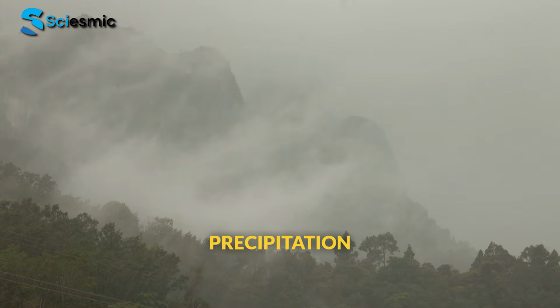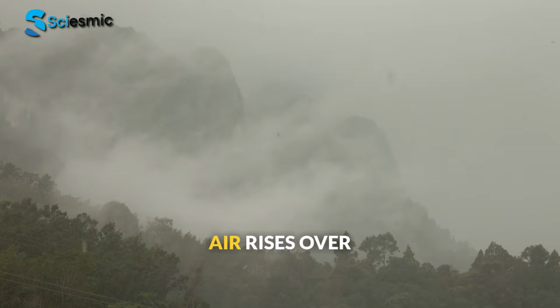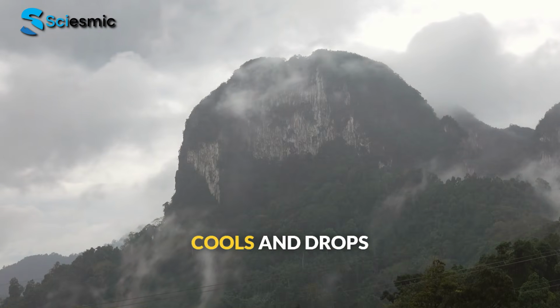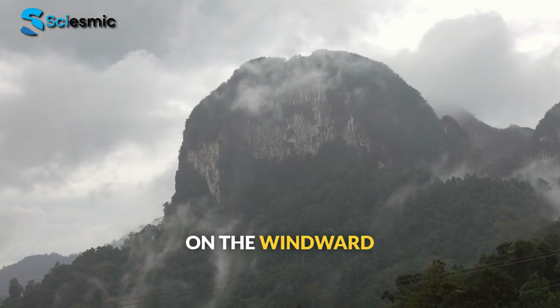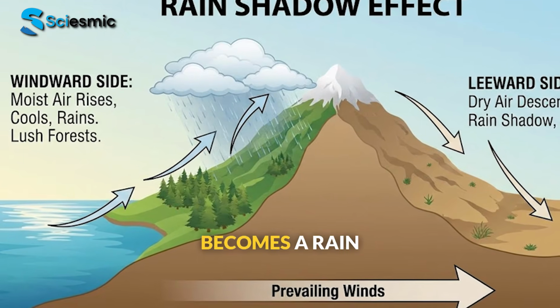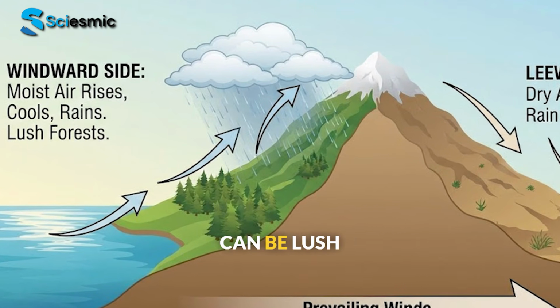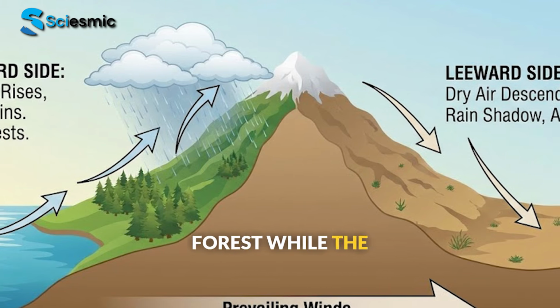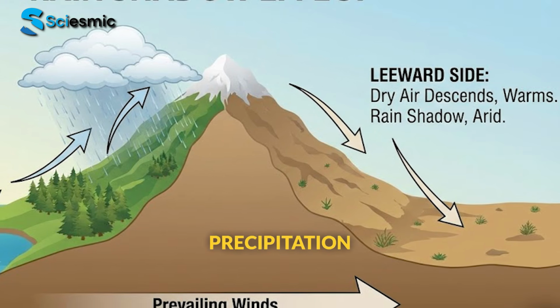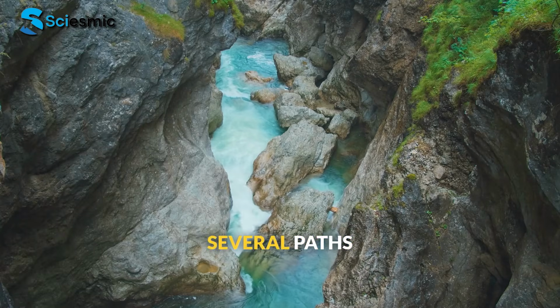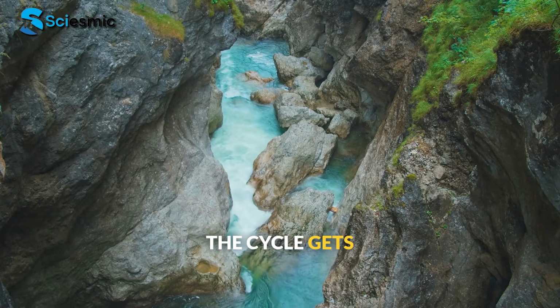Mountains affect precipitation patterns too. When moist air rises over mountains, it cools and drops precipitation on the windward side. The leeward side becomes a rain shadow, which is much drier. This explains why one side of a mountain can be lush and covered in forests, while the other is a desert. When precipitation reaches Earth's surface, it takes several paths, and this is where the cycle gets interesting.